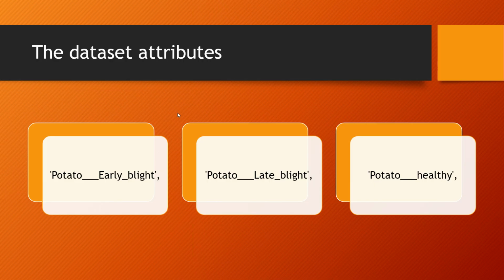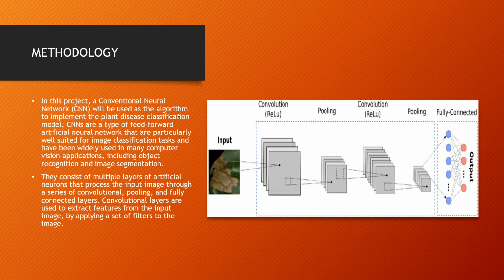And these are the dataset attributes. We have three classes we implemented with the potato classification. The first class is potato early blight, the second one is potato late blight, and the third one is potato healthy. And my friend will continue with the methodology.